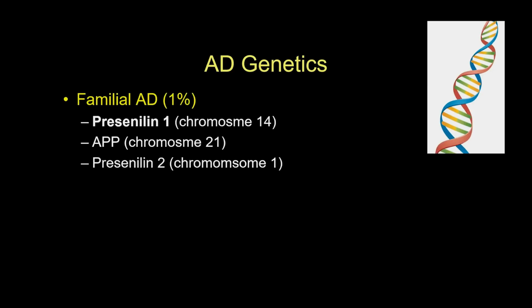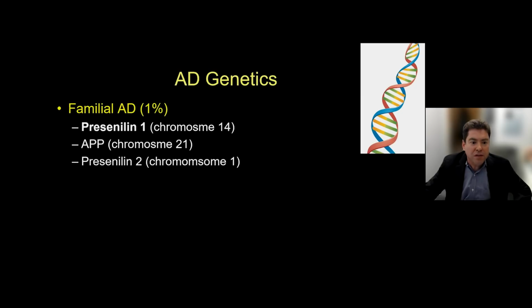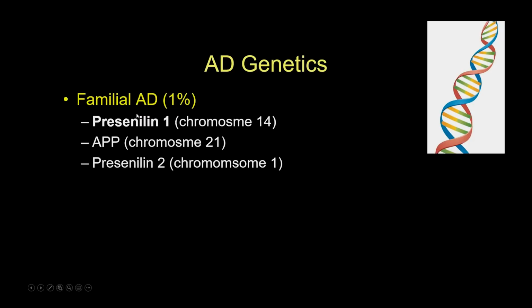About 1% of all cases of Alzheimer's disease are purely familial in that they're caused by a single gene mutation, and an individual who has that mutation will develop the disease at a young age with almost 100% certainty. And when I say young, I mean people who might develop symptoms in their 50s, 40s, sometimes even earlier than that. The most common gene mutation associated with this familial form of Alzheimer's disease involves mutations in a gene called presenilin 1, which is on chromosome 14.